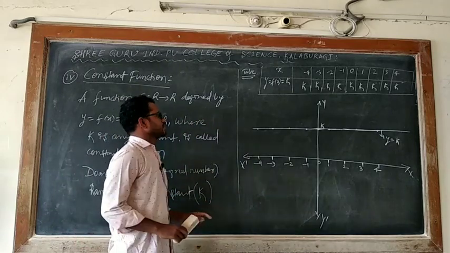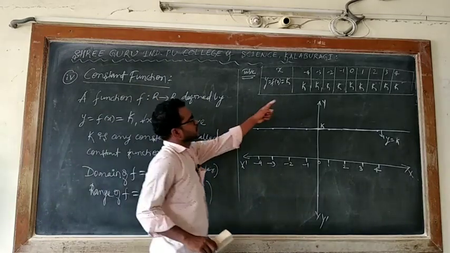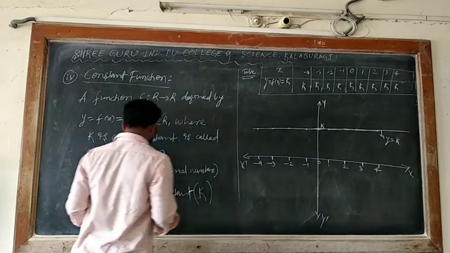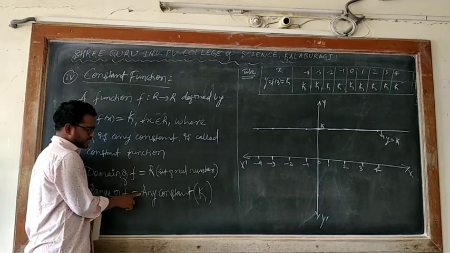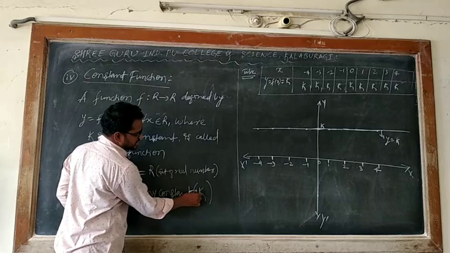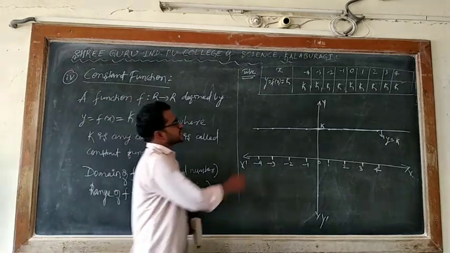It can be plus or minus. If it is plus k, you will get this one. It may be minus k. In this case, for example, it may be plus or minus k. It may be any constant. It may be plus k or minus k. It does not matter.